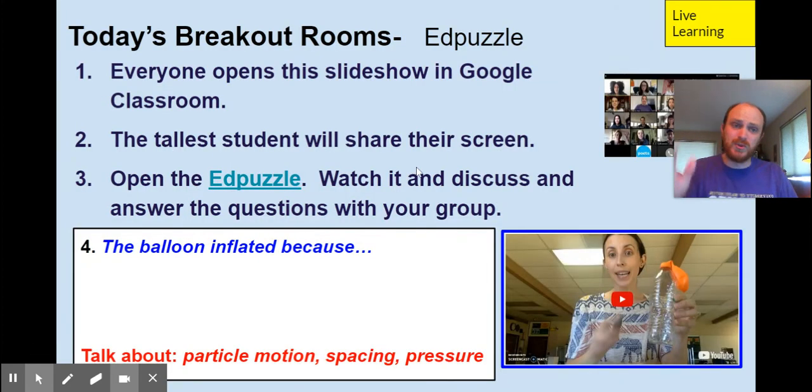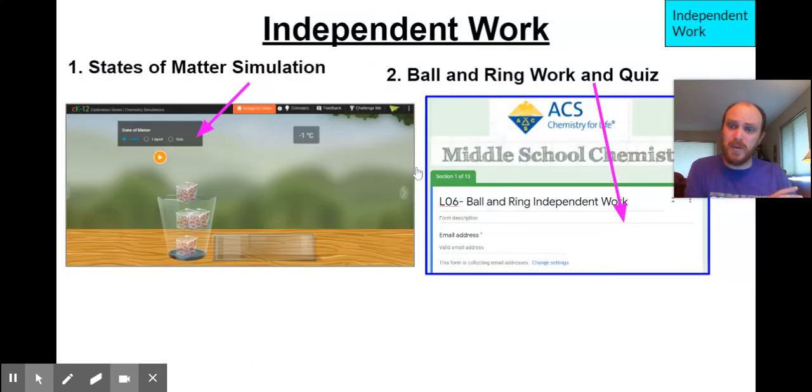So this is something that we would do together as a class. This is your independent work. I want you to click on this. If you haven't done this simulation yet, this was one of the options, but I don't know how many people did it. So if you didn't do it, open it up, look at it. It's a good way to get a new visual. Then you have some ball and ring work. This is a Google form. You've got some work to do there, a quiz to do there. Altogether it should not take you the entire time. You should have enough time to take a break between classes.